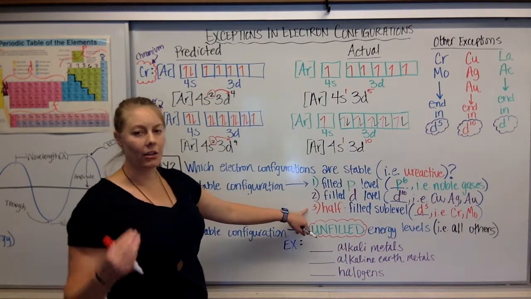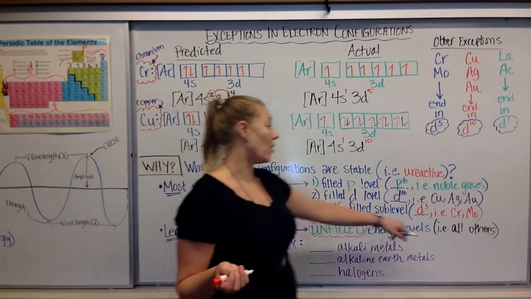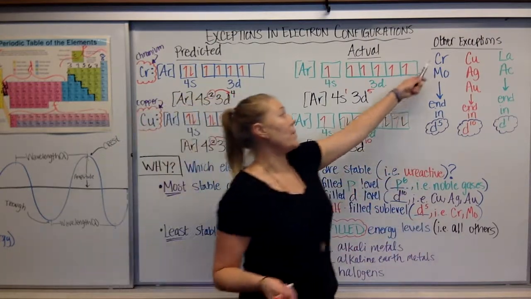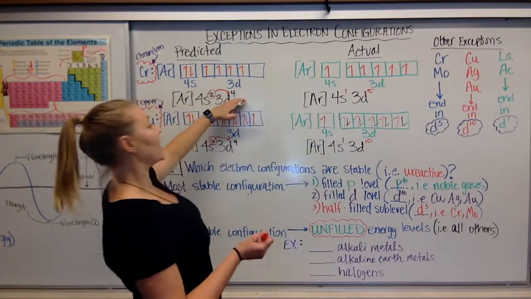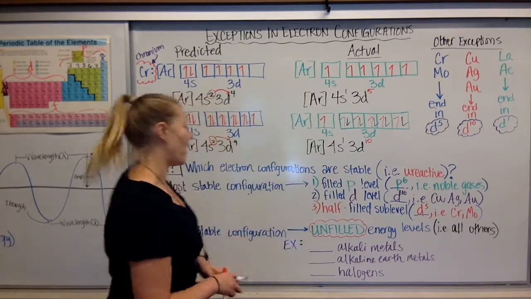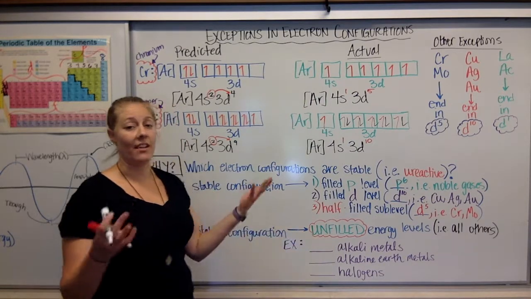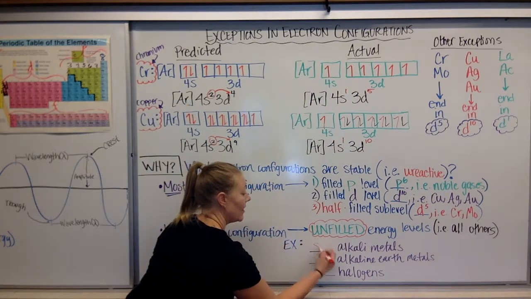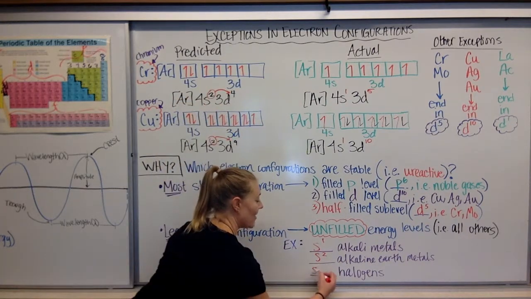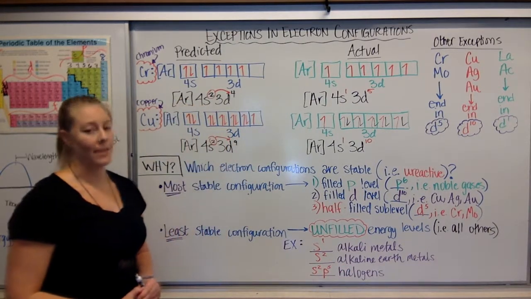And the third, a little less stable than these two, would be a half-filled sublevel, so d5. Really any half-filled sublevel, but d5 would give us chromium and molybdenum, just like we saw up here. Instead of the predicted ending of d4, chromium actually ends in d5, and that's because the atom is more stable that way. The least stable configurations are anything with unfilled energy levels, which is all else. So alkali metals ending in s1, alkaline earth ending in s2, and halogens, which are s2 p5, would be the least stable configurations.